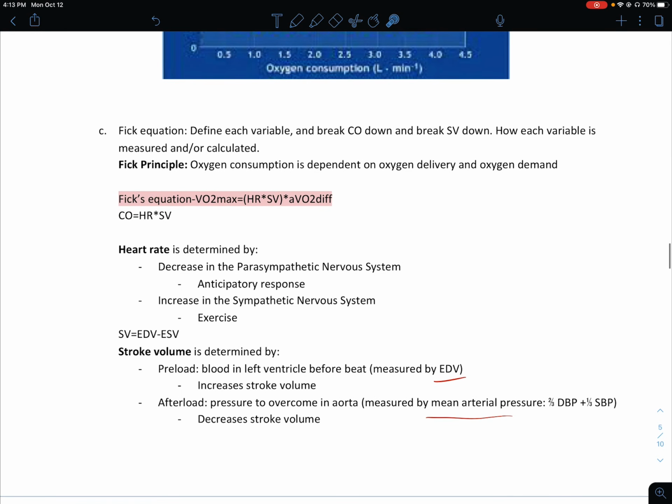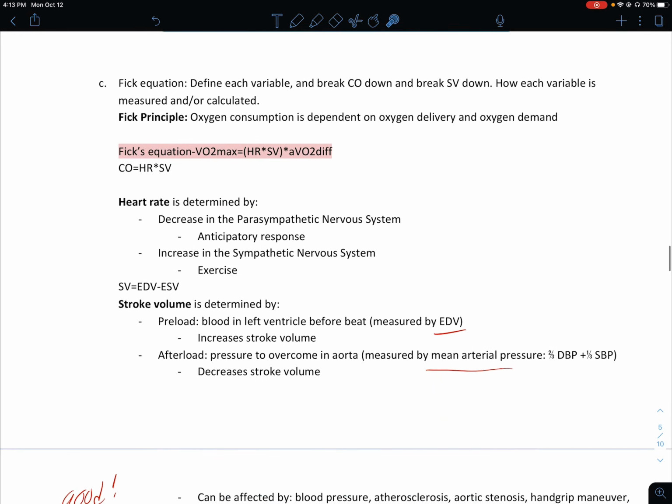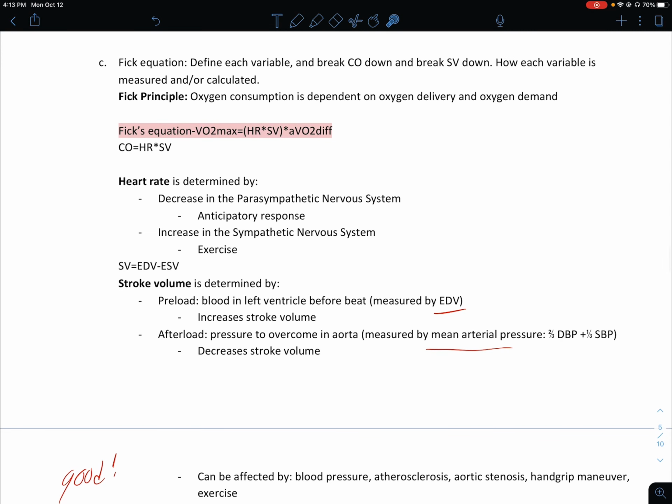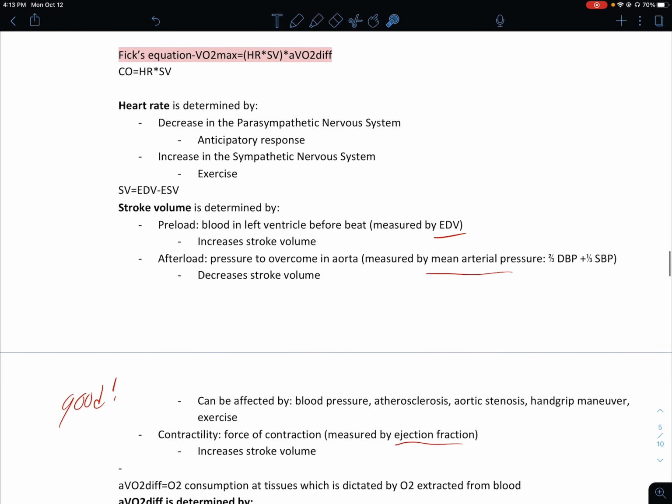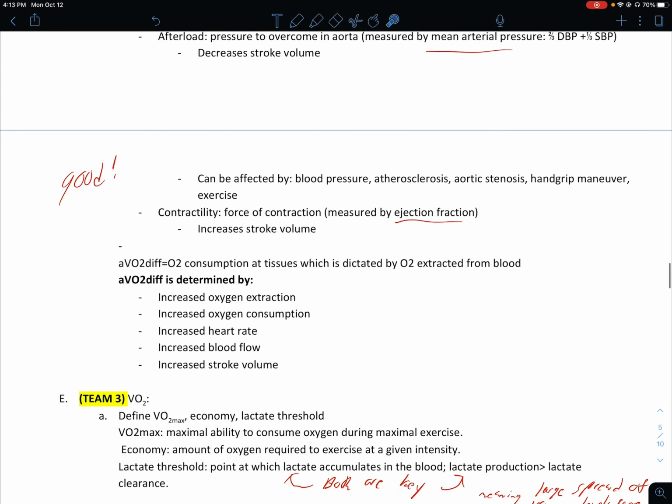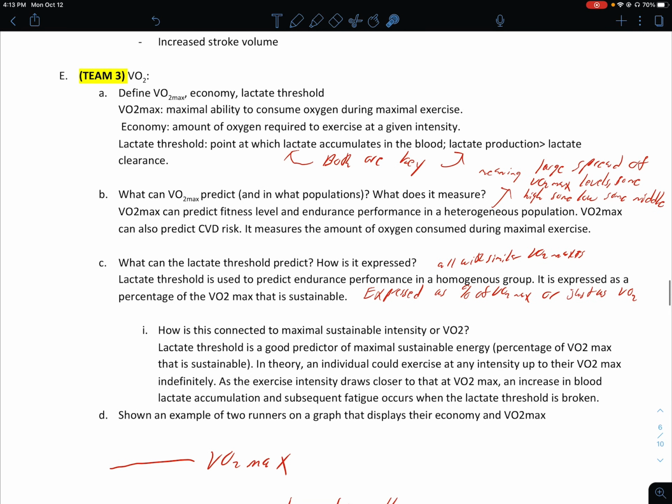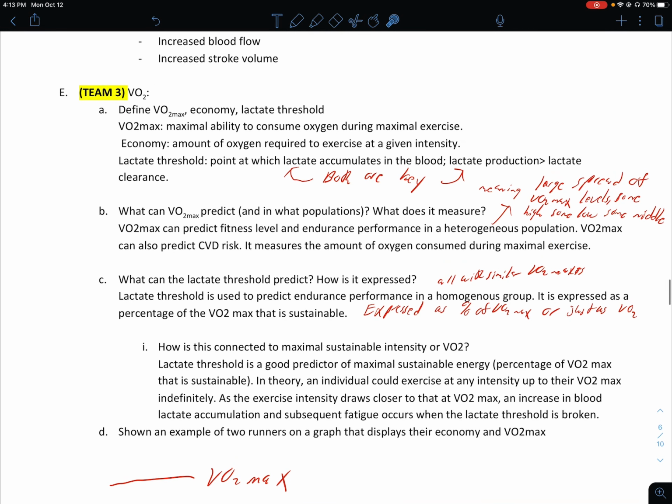Okay. All right. Then this thing with the Fick equation, you guys did great here. Yeah, heart rate, stroke volume, we got all that. Nothing really to add there. Very good. Okay, team 3 with prompt E. We have the VO2 stuff. All of that is good. Your definitions are good there.